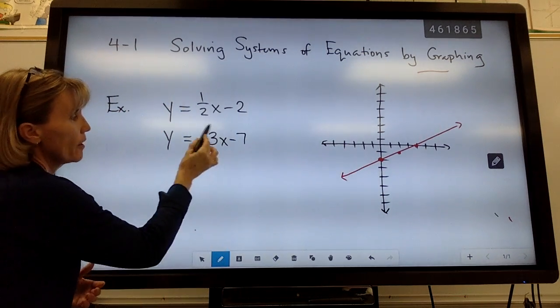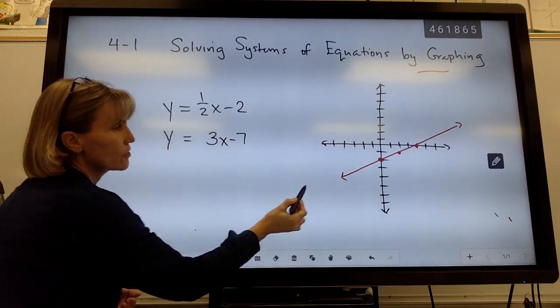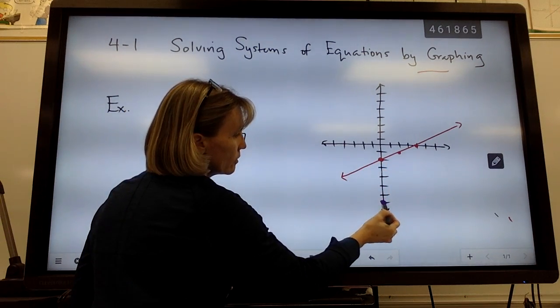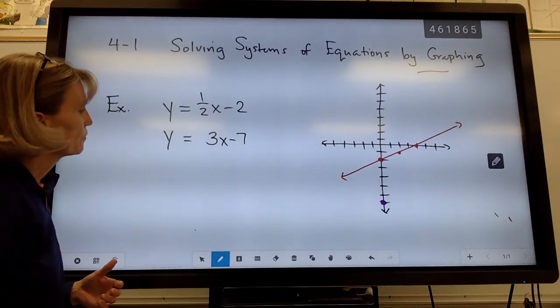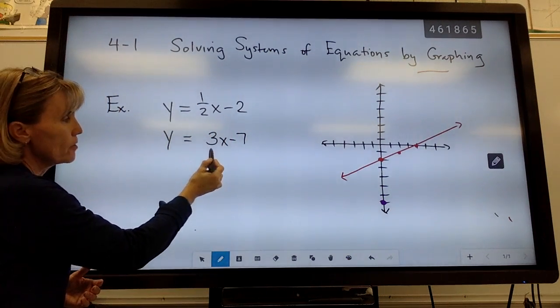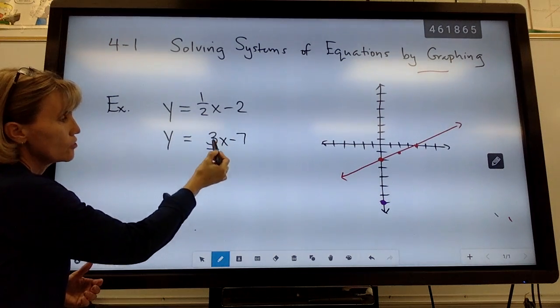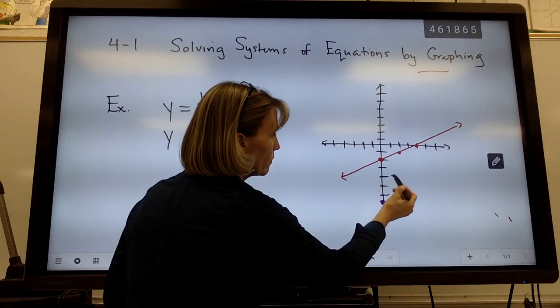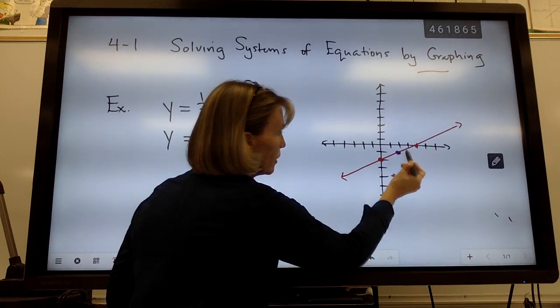Okay, when I graph this line, it has a y-intercept of -7. So it's going to cross the y-axis down here. And it has a slope of 3. Now I can make this into a fraction by putting a 1 under it. So the rise is 3 and the run is 1. So I'm going to rise 3, run 1. And I'm going to draw that line.